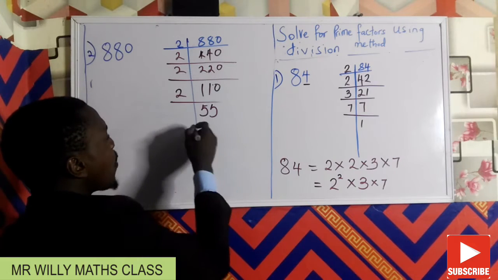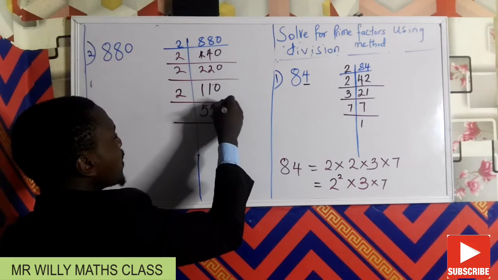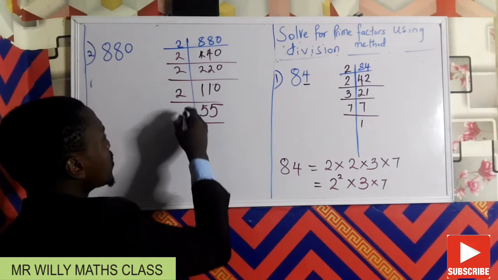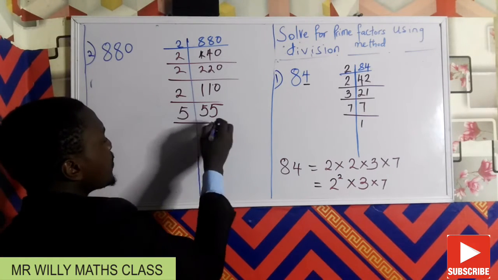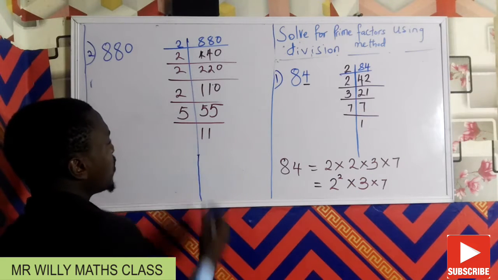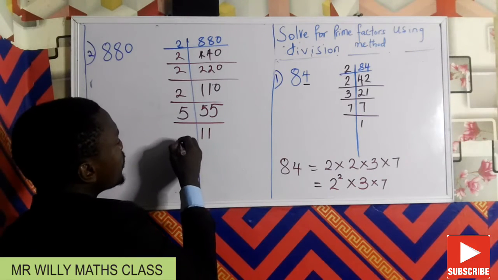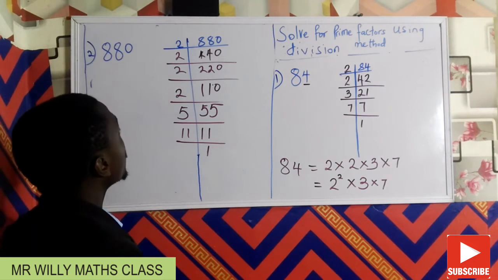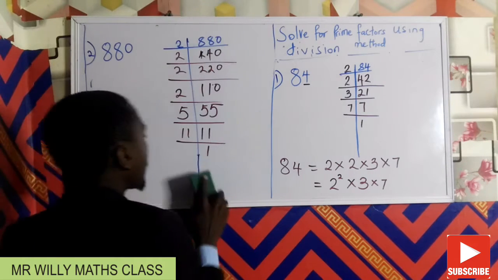Now, if you look at this, we can't use 2 to divide 55, or if we try to use 2 to divide 55, we're going to have a remainder. The factor for 55 is what? 5. We can use 5. 5 in 55, that will be 11. And what we divide 11 by without a remainder, that will be 11. 11 in 11 is 1. So, when you write the product, we write it out this way.